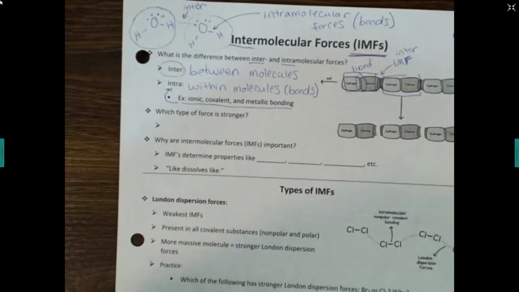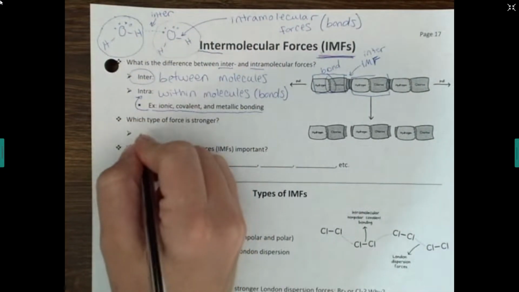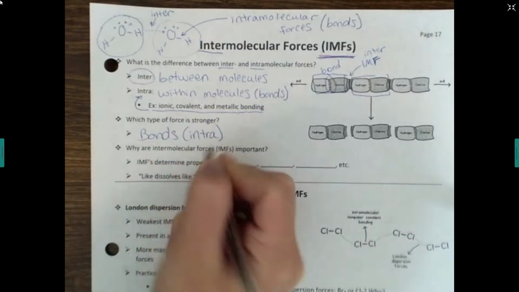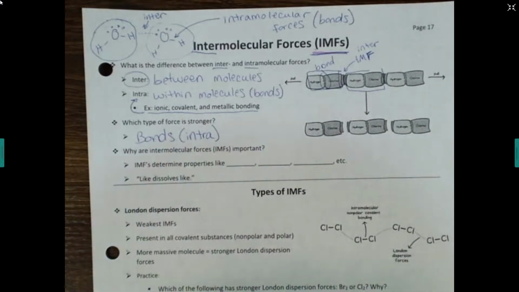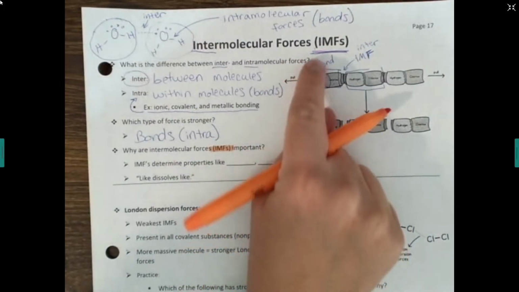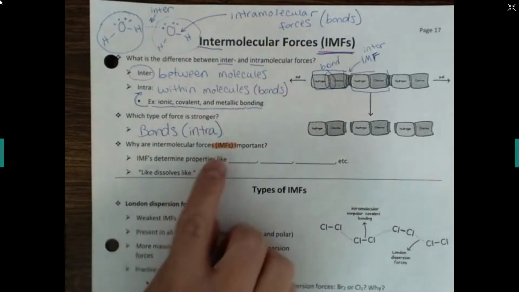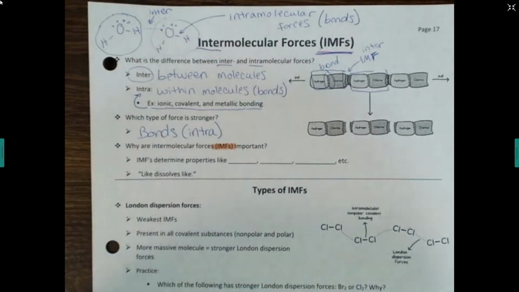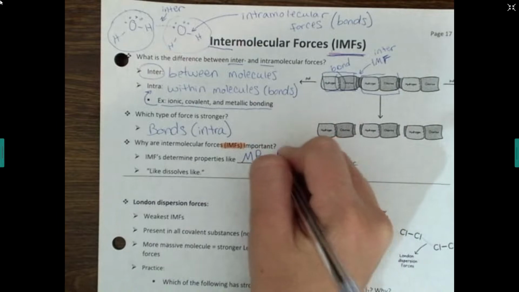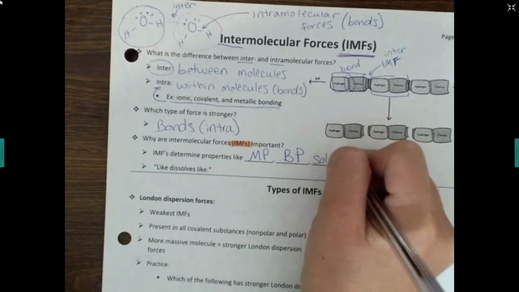Okay, which type of force is stronger? Bonds are stronger, or intra. Those ones are stronger. So why are intermolecular forces important? And remember, when we put IMF, we're assuming that we're referring to the inter. If bonds are stronger, why are IMFs important? They are important because they determine a lot of properties, like melting point, boiling point, and solubility.